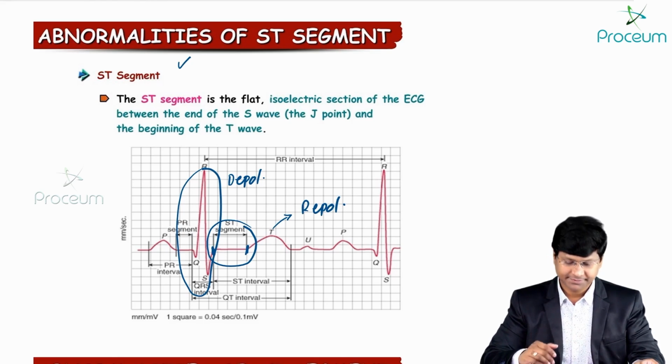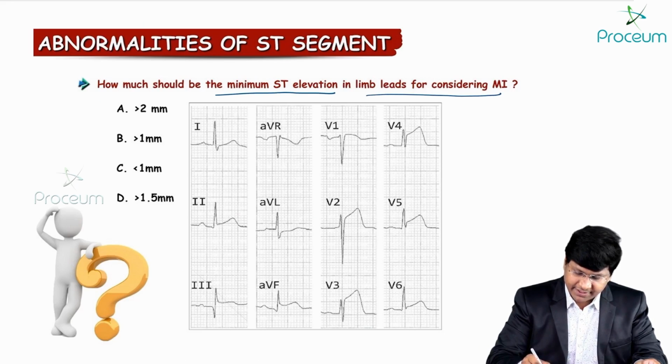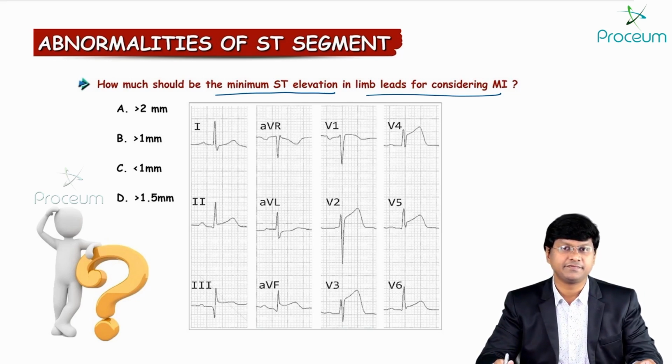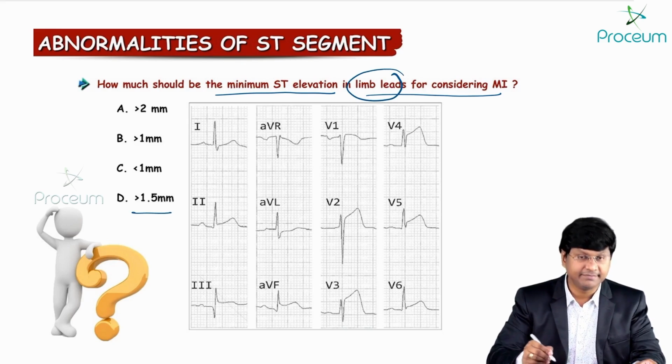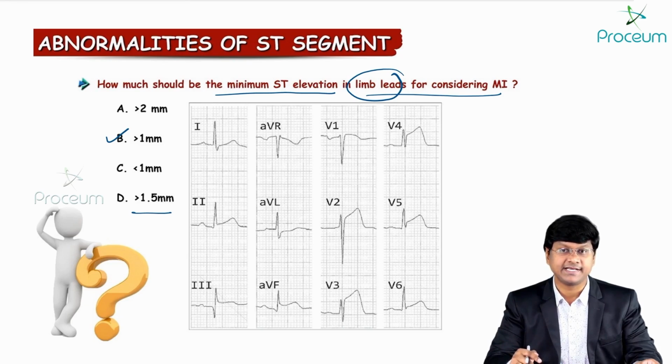So, if you see this question here, how much should be the minimum ST elevation in the limb leads for considering myocardial infarction? More than 2 mm, more than 1 mm, less than 1 mm, more than 1.5 mm. See, the question is on the limb leads. The answer is it should be more than 1 mm in the limb leads to consider it as MI. And this more than 1 mm should be in the contiguous leads. Then only we call it myocardial infarction.